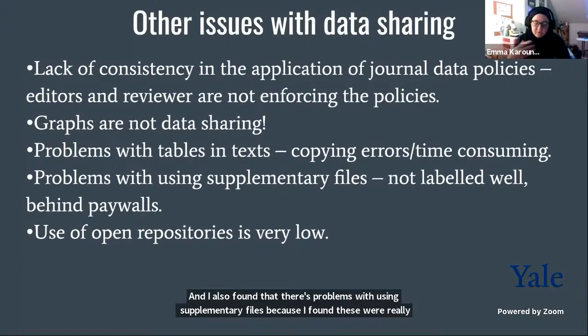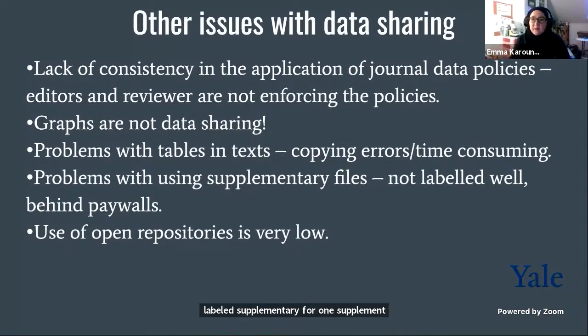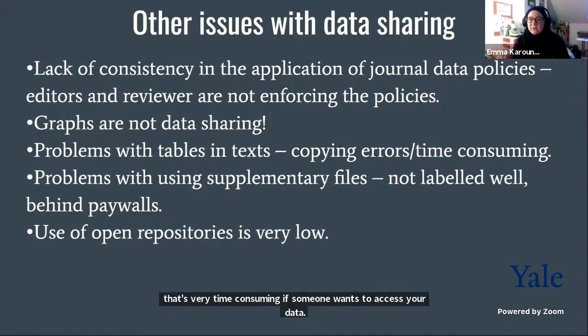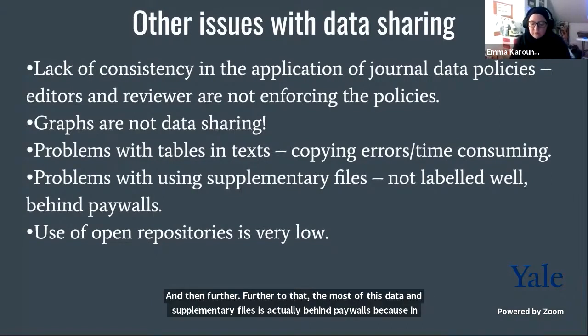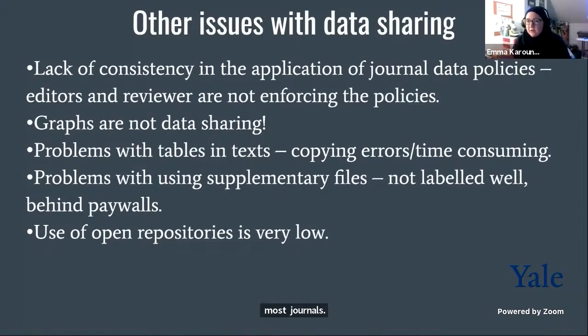Further to that, most of the data in supplementary files is behind paywalls, because in most journals, if the article is not open access, it's not just that you can't read the article, you can't access the supplementary files either. So that means the data is not accessible. And then there is very poor use of open repositories. I found that only one article out of the 341 in my data set actually used an open repository to put their data in.